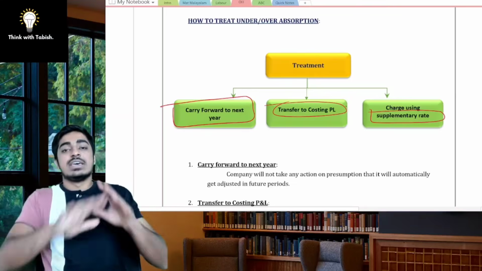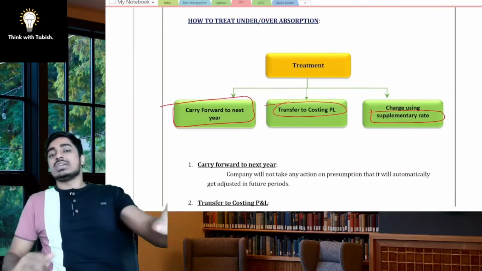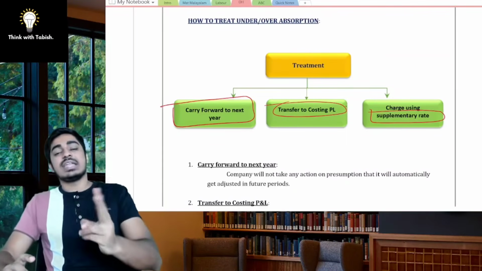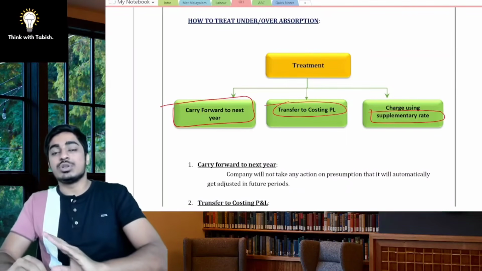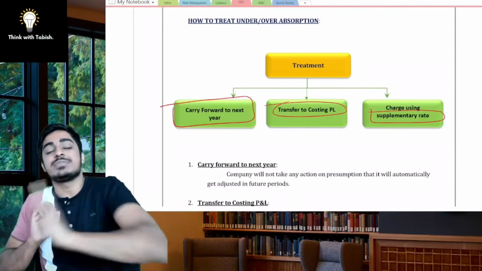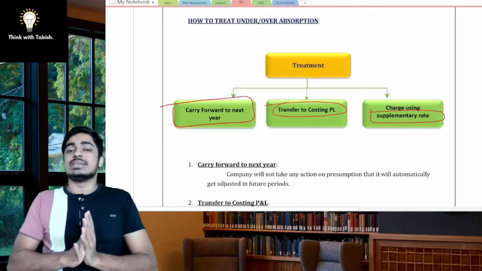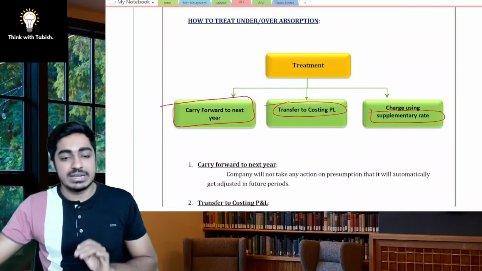Example: we are at our home which is completely messy. Parents are coming. First thing, do nothing. It's our parents. Second thing, take everything and put it below the bed. That is, take every amount of under or over absorption and transfer it to costing P&L. Third thing, keep everything in its respective place. That is, charge using supplementary rate.